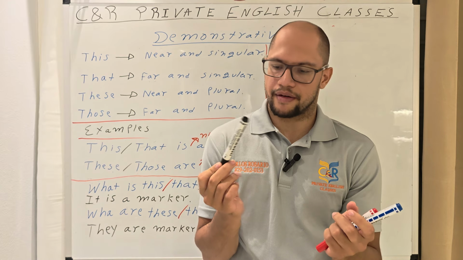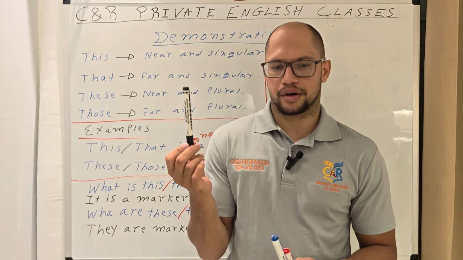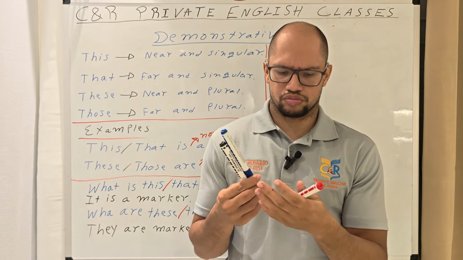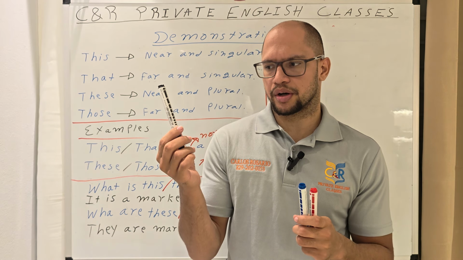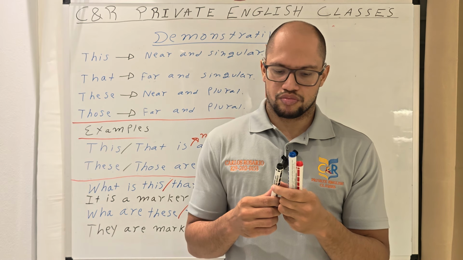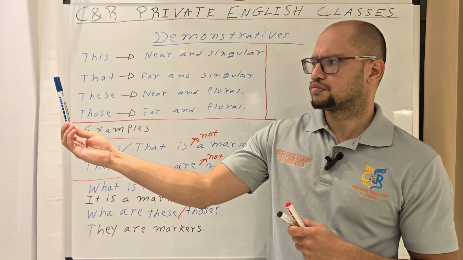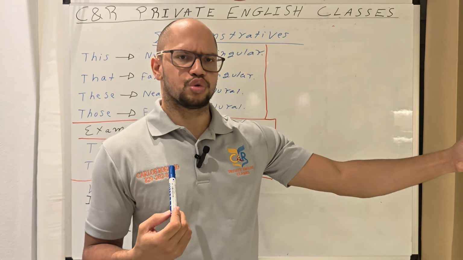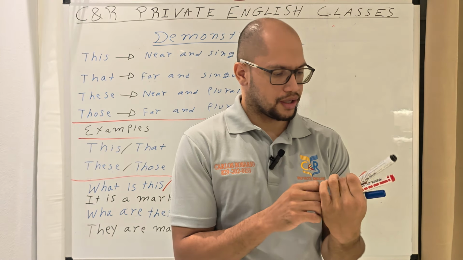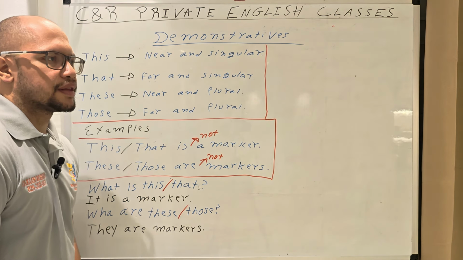Here I have a marker. Here I have markers. This is a marker. These are markers. Do you prefer this marker or these markers? Or maybe you prefer that marker, or maybe those markers. Well, let's take a look at demonstratives.